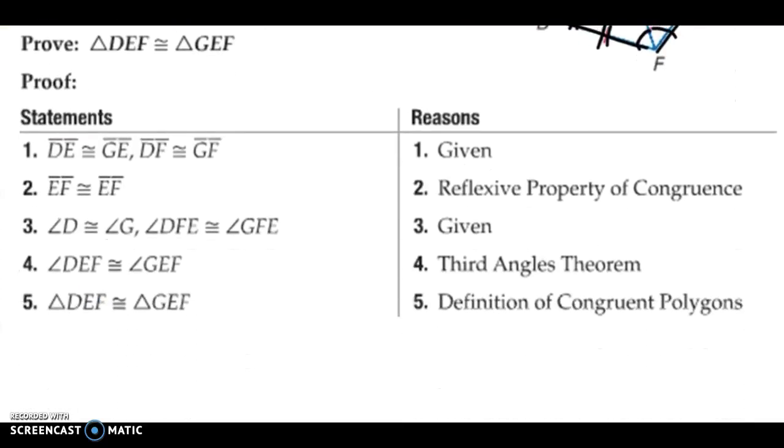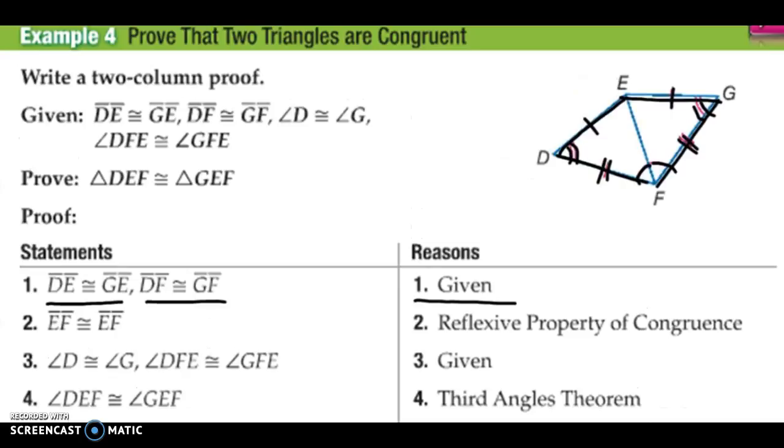Okay? So let's look at our proof right here. First, we know that DE is congruent to GE, and that DF is congruent to GF. That's given information. Now, if we look at the picture, we can obviously say that EF is congruent to EF. Why is it? Well, the reflexive property would say that those would be equal to each other. We also know that angle D is congruent to angle G. That's given information. And that angle DFE is congruent to angle GFE.